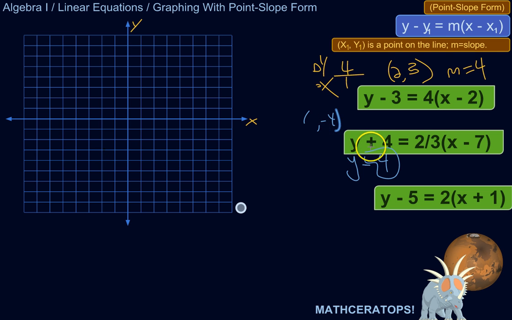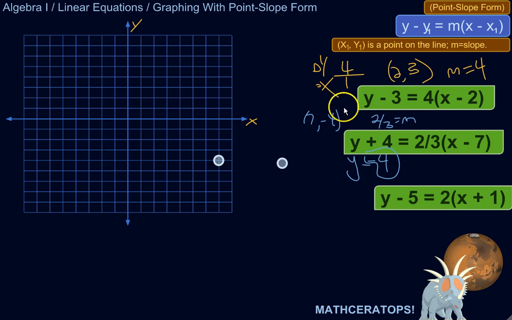Okay, so y minus the y coordinate of a point on the line is equal to the slope. So the slope is 2/3 times x minus the x coordinate. So my x coordinate would be 7. All right, so I've got a point and I've got the slope from the point slope form. So x is 7: 1, 2, 3, 4, 5, 6, 7. And then y is negative 4: 1, 2, 3, 4. Okay, so 7, negative 4.